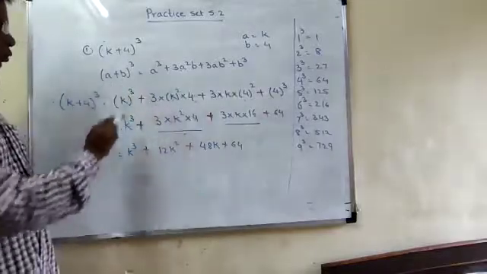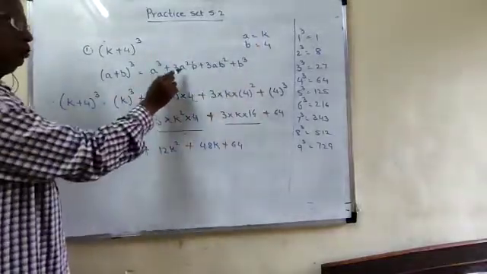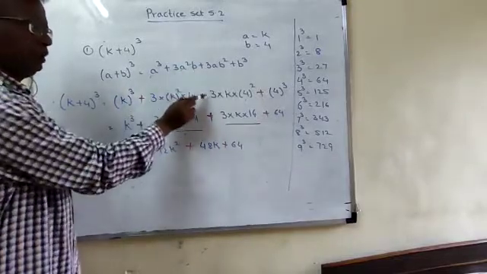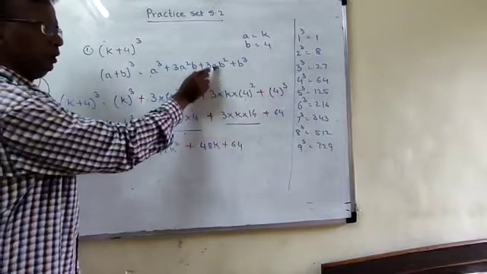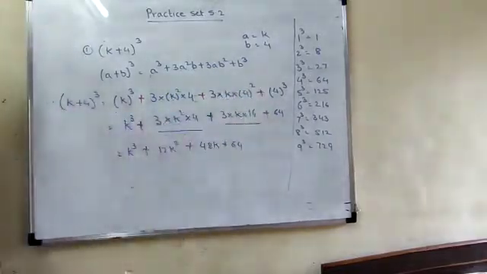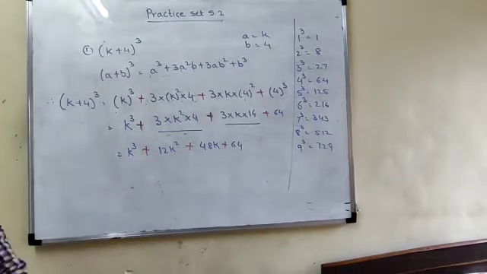See once again the formula. Substitute the value. What is the value of a? k, that is k cube. 3 into a square, that is k square, into b, 4. 3a, that is k, into b square, that is 4 square, plus 4 cube. Understand? Very simple. Any doubt? Okay, we'll go to the next question.